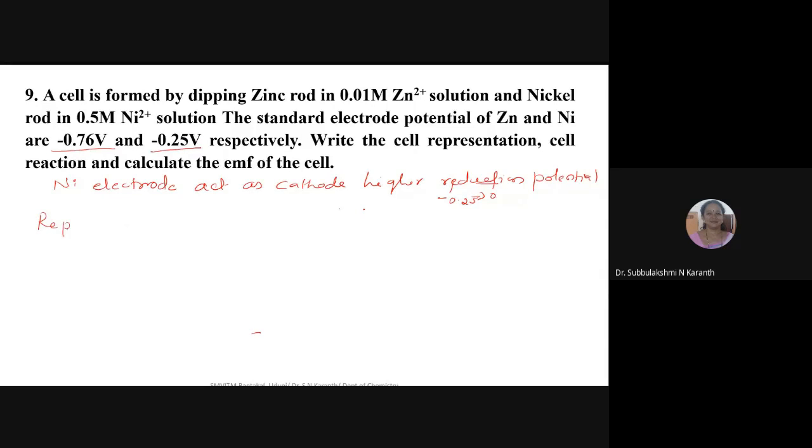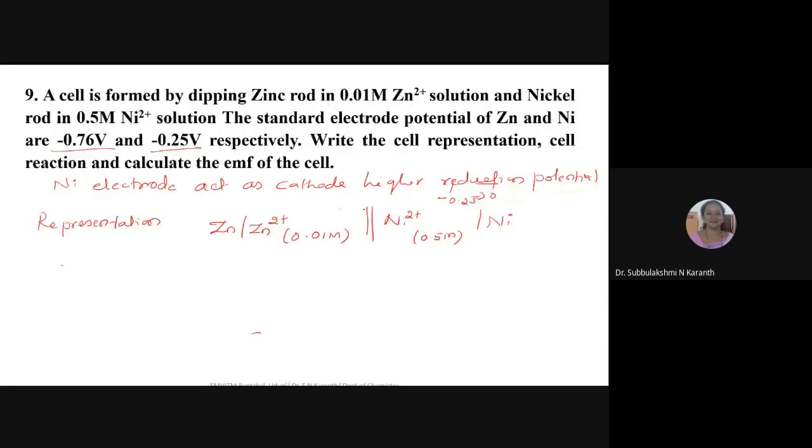Representation. First, you write the anode, that is Zn bar Zn2+. They have given the concentration, so I'll mention 0.01. Double bar, then Ni2+, concentration is 0.5 M.